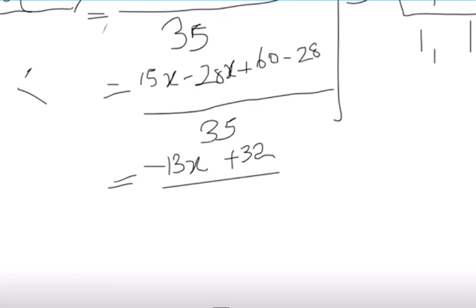So the final answer is negative 13x plus 32 over 35. Okay? And that's it. We cannot minus the x term from the number. So it's going to remain like this. Alright, finally. Okay. We're going to move on.